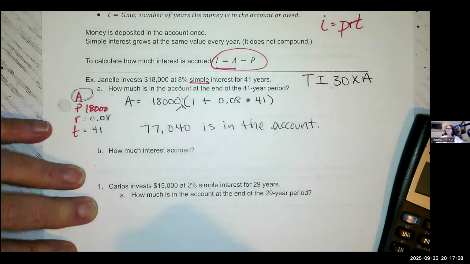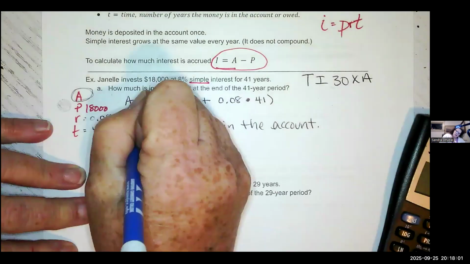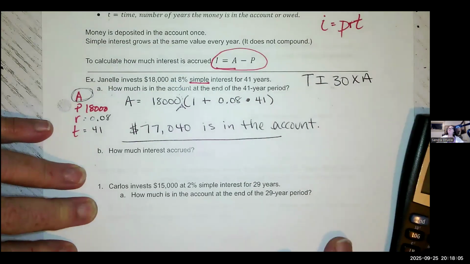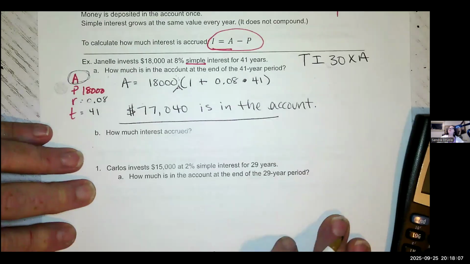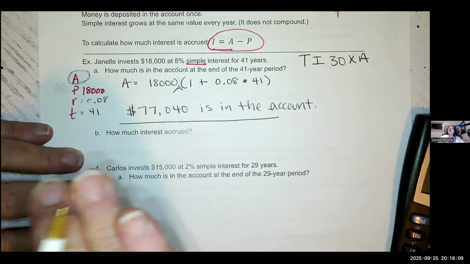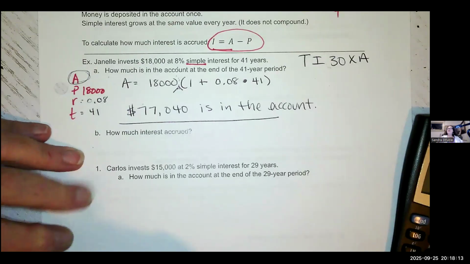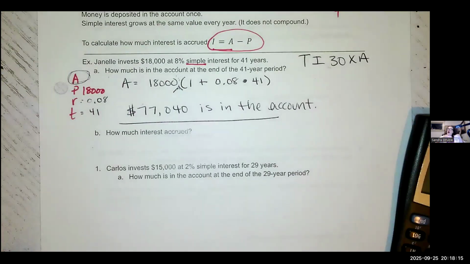Now, there's something missing. You must provide correct units. Be very careful there. Do not forget your dollar signs. Let's go to the next part. For every one of these, I'm going to ask you how much interest accrued. That means how much interest built up over that time period. How much interest did that $18,000 earn Janelle over that 41-year period?